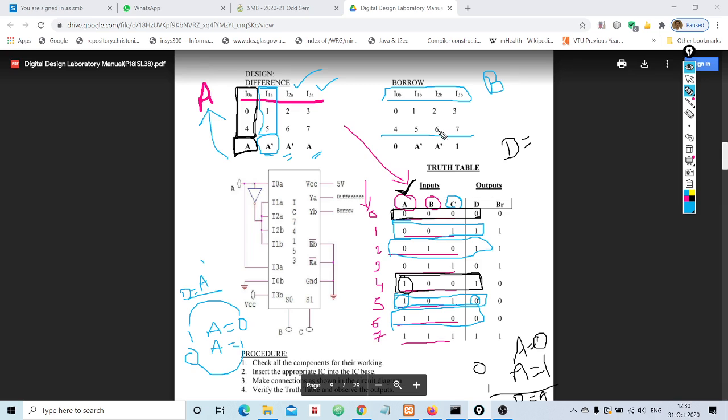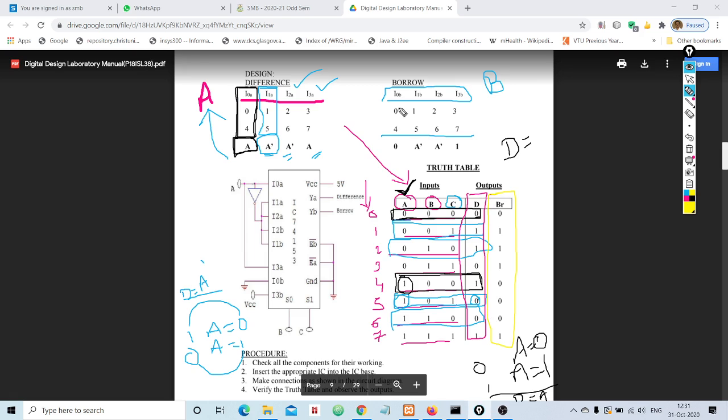How will you do this? Again, the same procedure applies, but instead of focusing on the difference column, you need to focus on the borrow column. Once again I will give one demonstration.